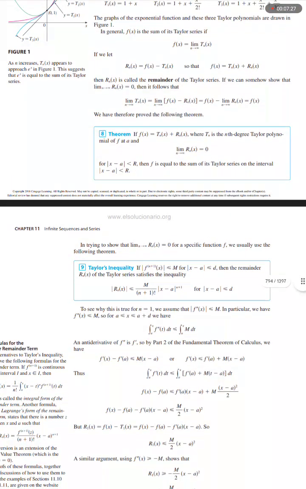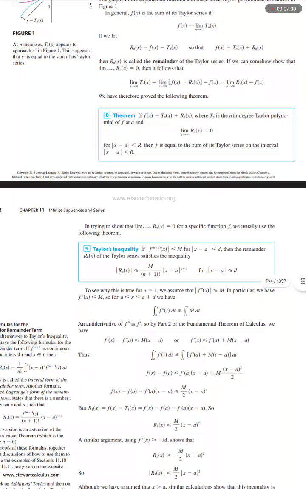Theorem 8. If f(x) equals T_n(x) plus R_n(x), where T_n is the nth degree Taylor polynomial of f at a, and the limit as n approaches infinity of R_n(x) equals 0 for the absolute value of x minus a less than r, then f is equal to the sum of its Taylor series on the interval where the absolute value of x minus a is less than r.